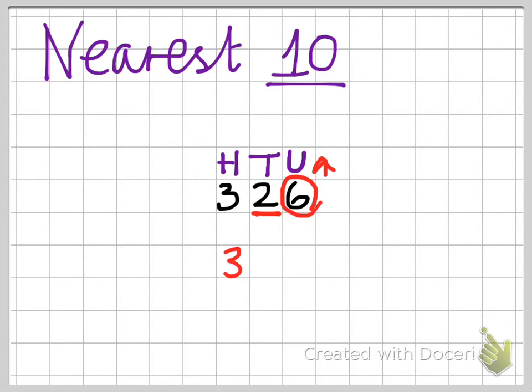We get 330. Notice that the nearest 10 has got 1 0 on the end. Your answer should have at least 1 0 on the end.